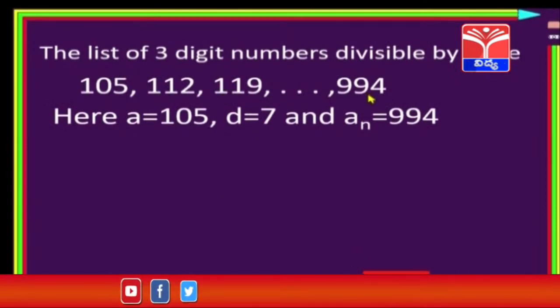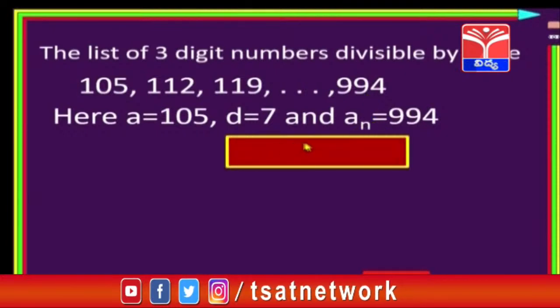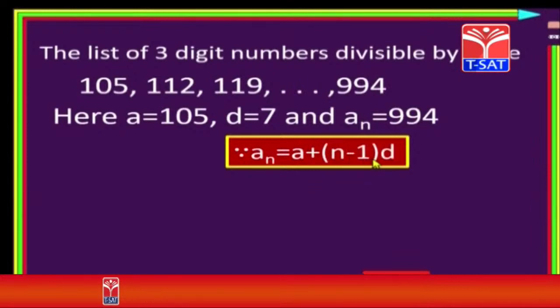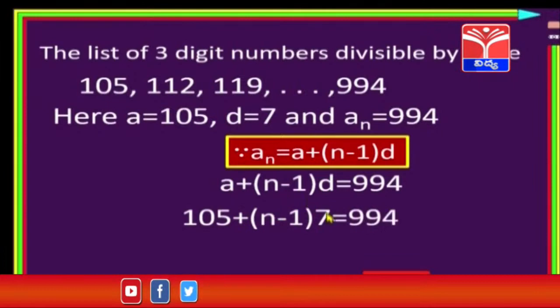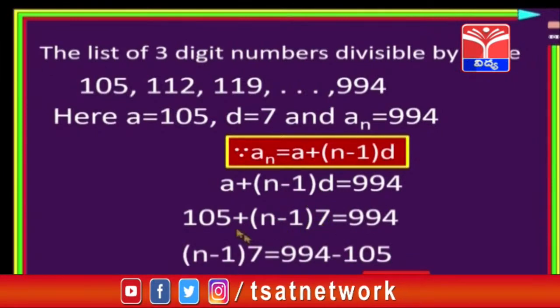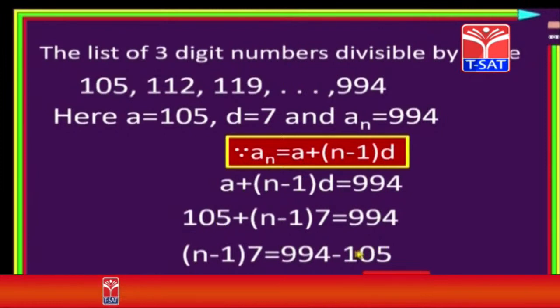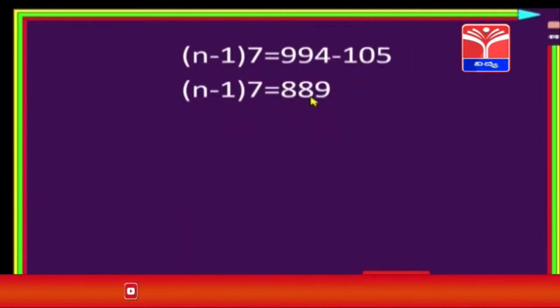Now let us assume that the last term an is equal to 994. By using the formula an equals a plus n minus 1 into d, we can find the value of n. So a plus n minus 1 into d is 994. Here a is 105 and d is 7. So n minus 1 into 7 is equal to 994 minus 105. What is 994 minus 105? It is 889.